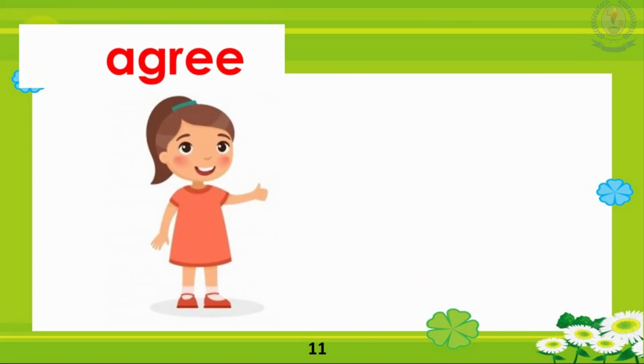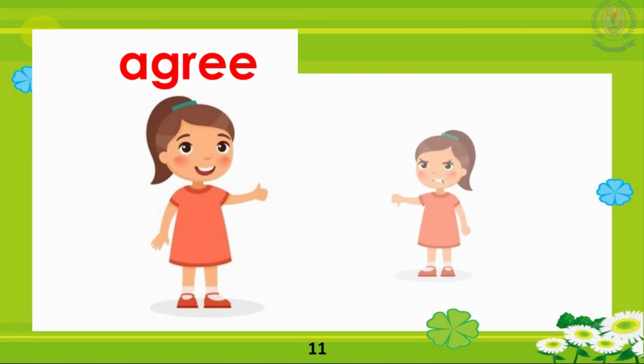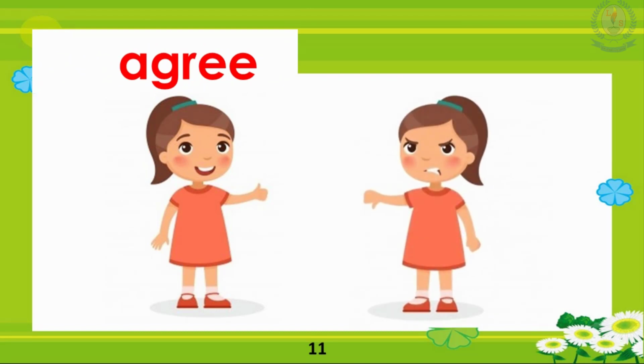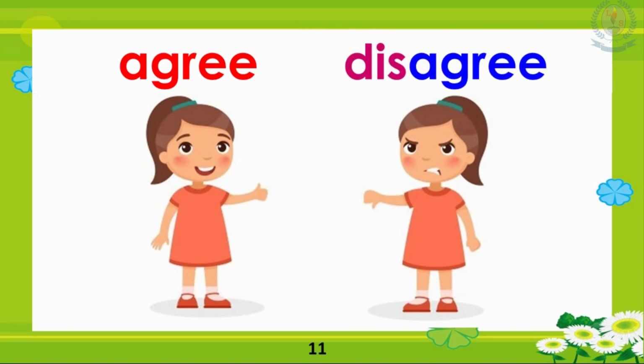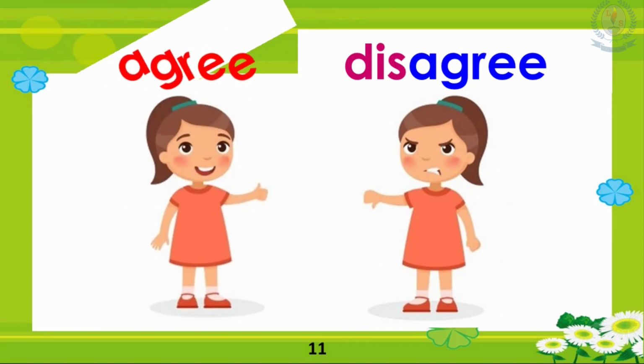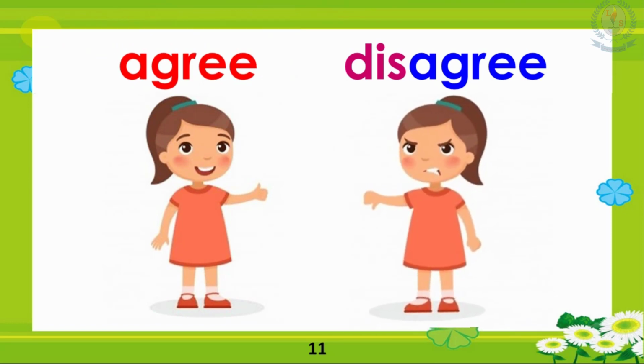This girl agrees with something and the other girl does not agree with that. Then what's the opposite of agree? Is that unagree or disagree? Yes, it's disagree. Agree and disagree.